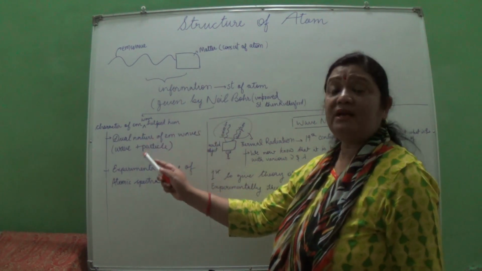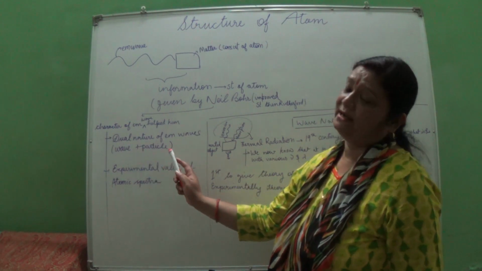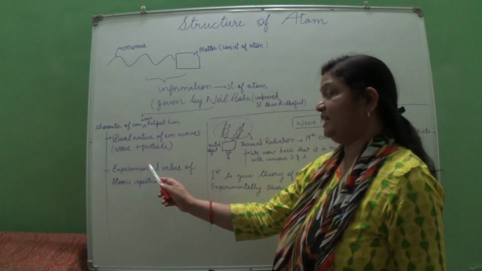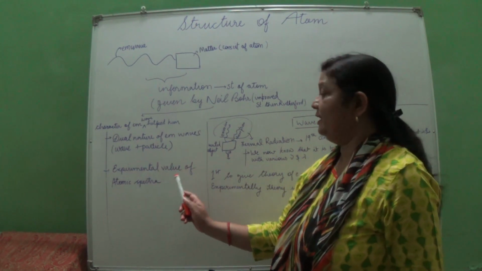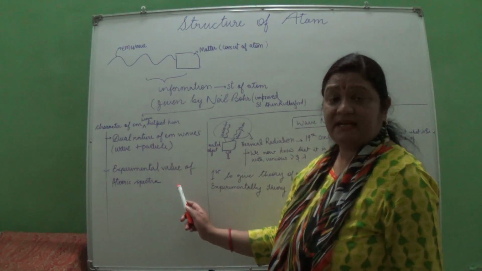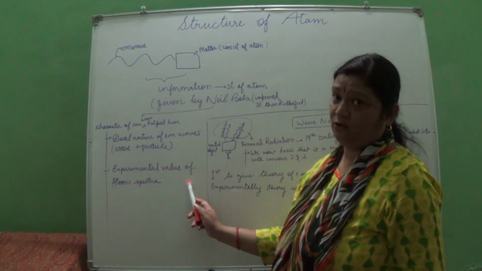What do you mean by the dual nature? The wave and the particle nature. And the second was the experimental value of the atomic spectra. This you will study later in this chapter, so don't panic over here.